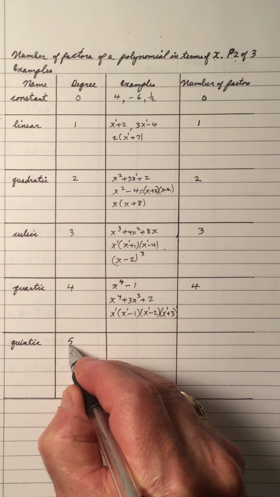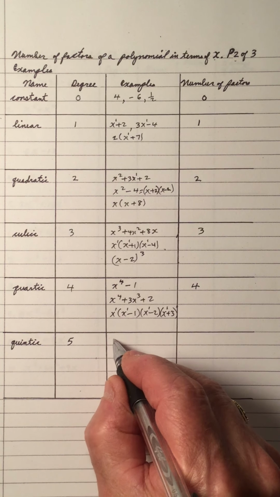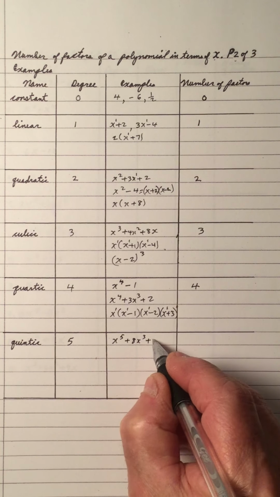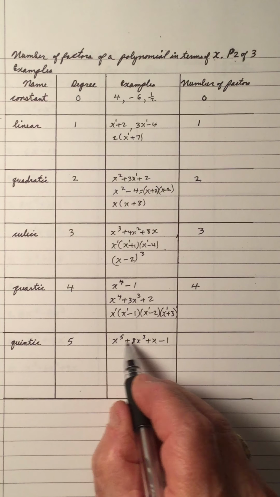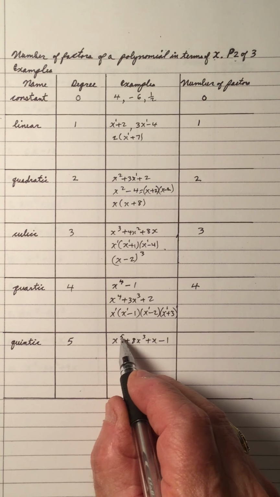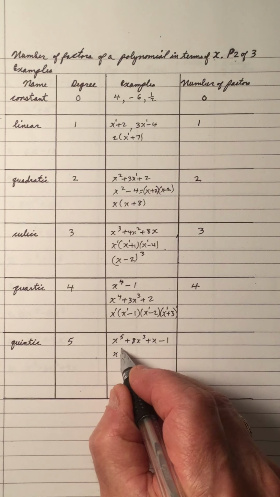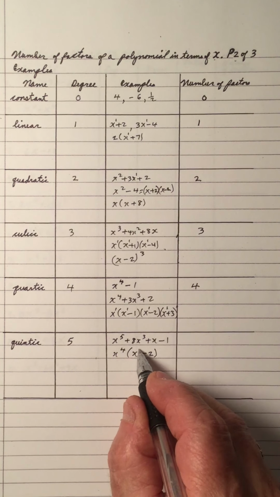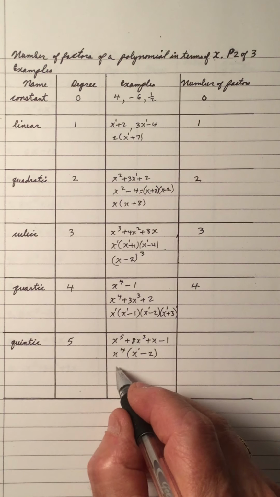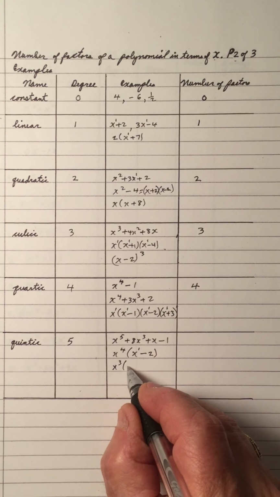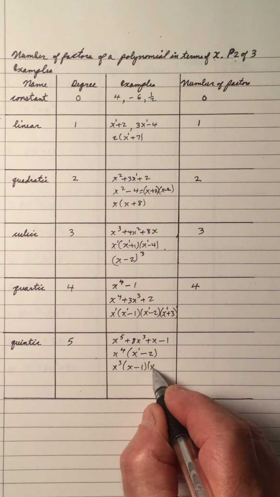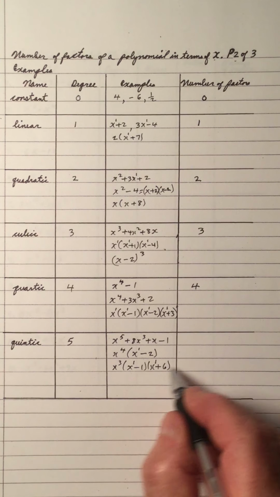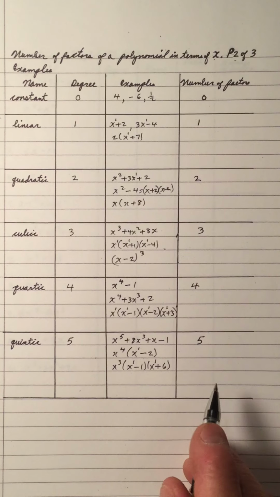Quintics have degree 5. An example would be x to the 5 plus 8x cubed plus x minus 1. The highest degree of this quintic is 5. We could have x to the 4 times x minus 2. There's four here and one here, that's five in total. Or we could have x cubed times x minus 1 times x plus 6. Again, 3 here, 1 there. So that's 5 factors in a quintic.